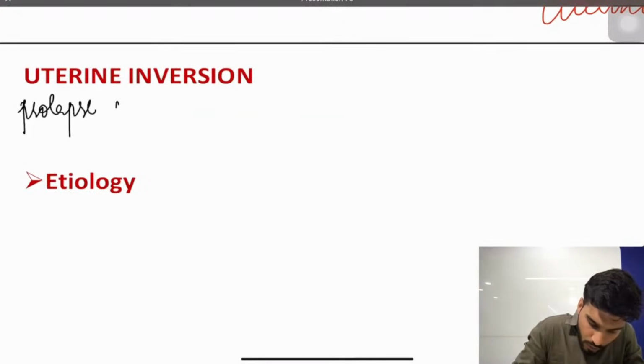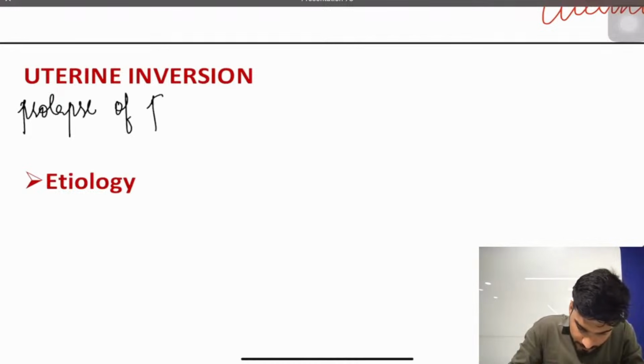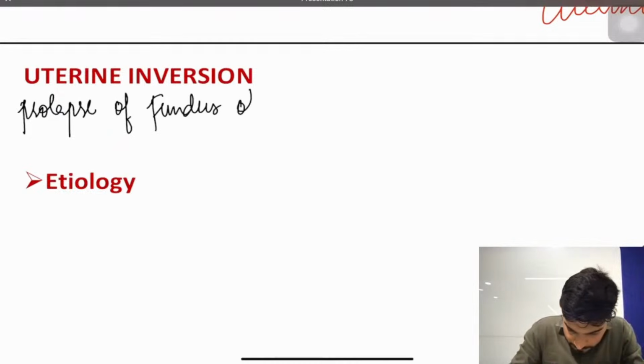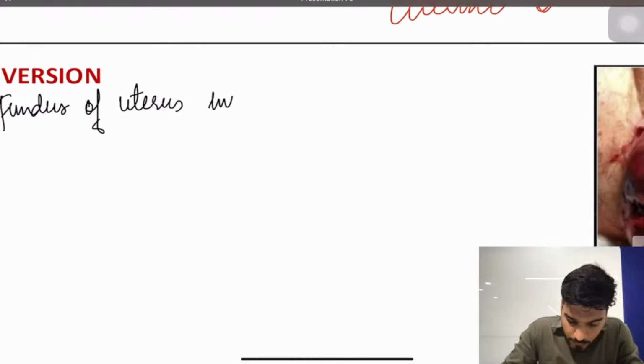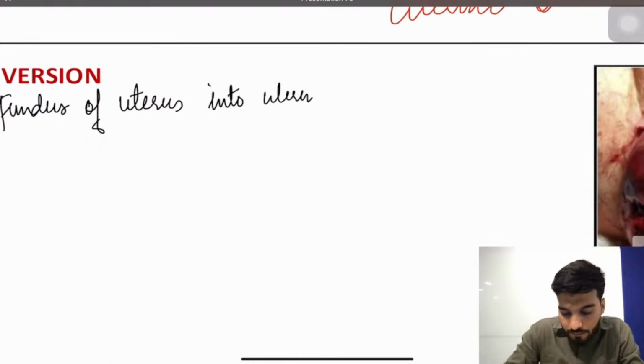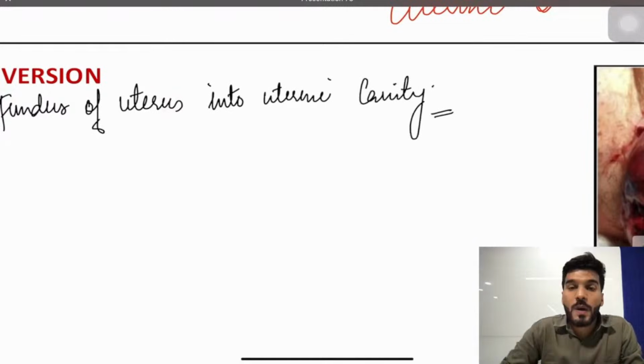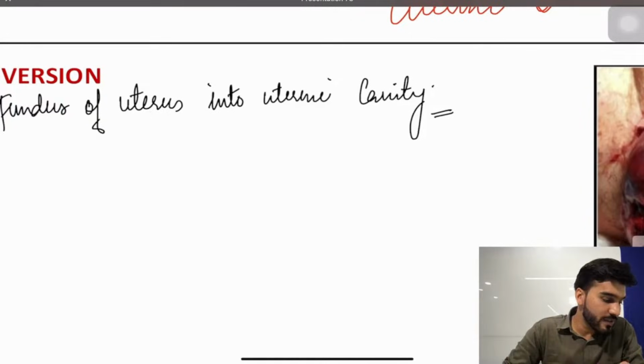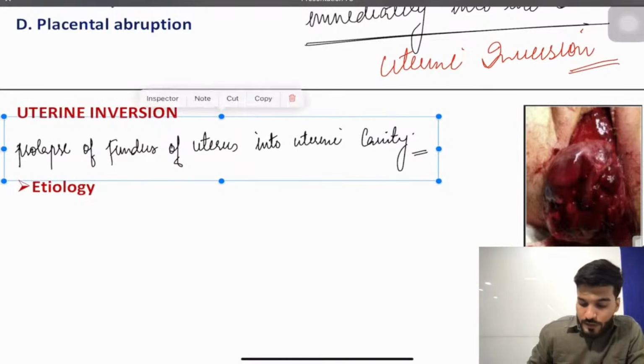So it's prolapse of fundus of uterus into uterine cavity. This is called uterine inversion. So it's called uterine inversion. Now what can be the possible causes of this uterine inversion?